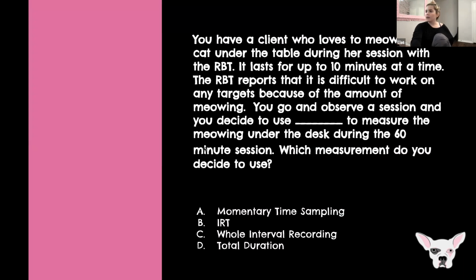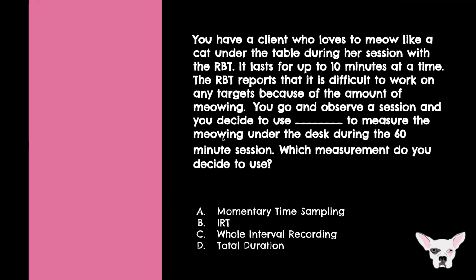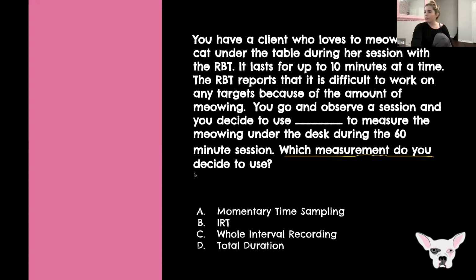All right. Now let's go through this together utilizing our strategy. Who wants to volunteer to do this with me? I do. I'll go. Who said I do? Georgia. All right, Georgia. So what is going to be step one when breaking down this question according to our method? So we read the last sentence first, which is, which measurement do you decide to use? Perfect.